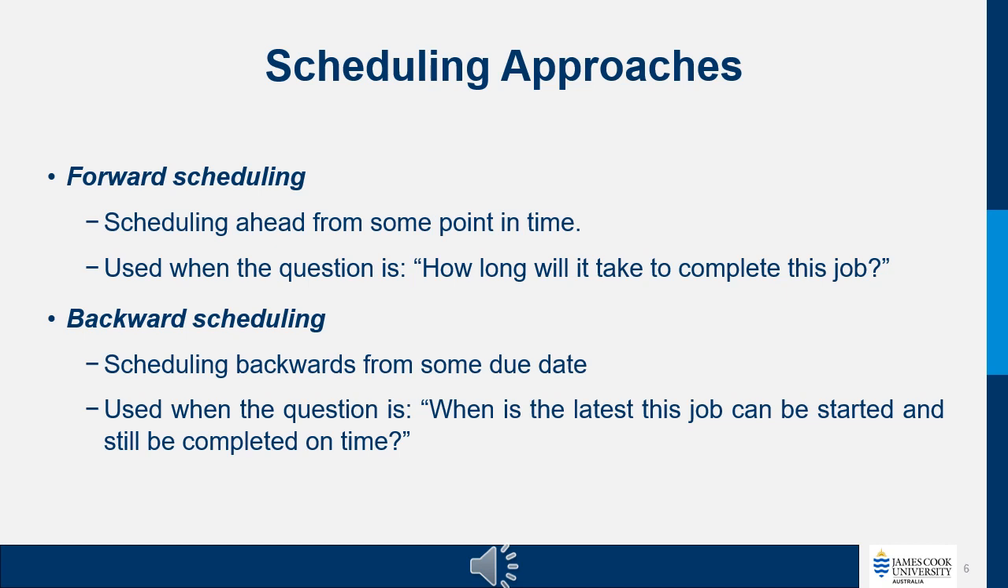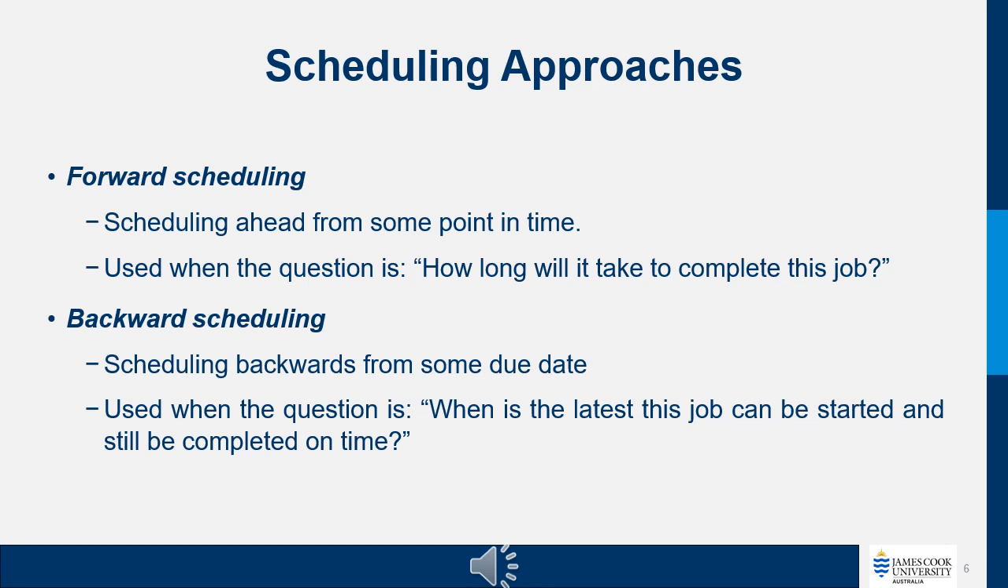Forward scheduling involves planning and scheduling tasks starting from a particular point in time and moving forward. It is commonly used when the primary concern is determining the duration required to complete a job or project. By scheduling forward, organizations can estimate the time needed for each task, allocate resources, and establish a timeline for project completion.